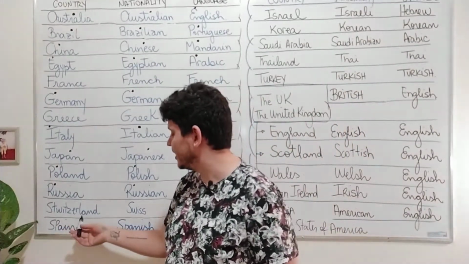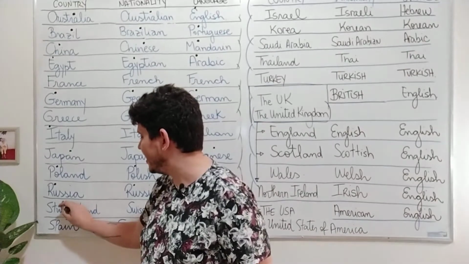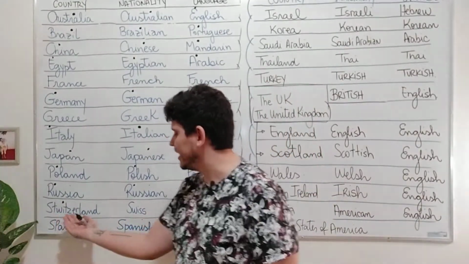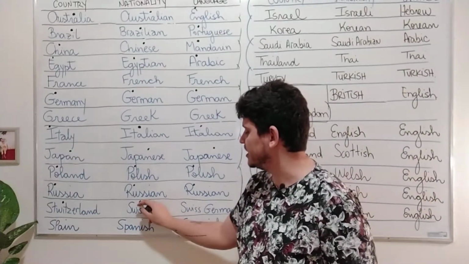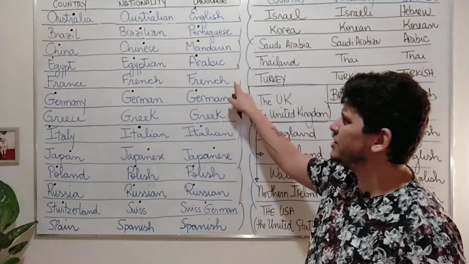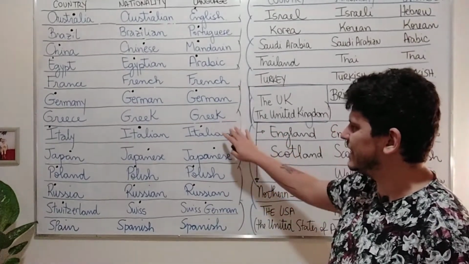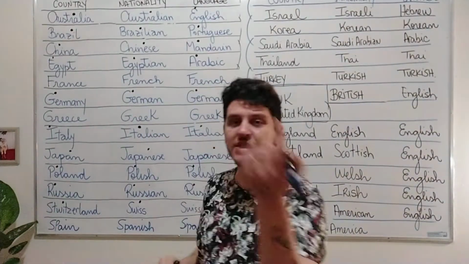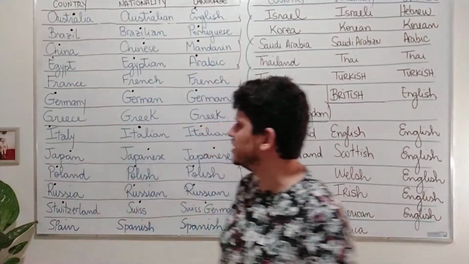Switzerland. If you are from Switzerland, you are Swiss. And you speak Swiss German. Also French, if I'm not mistaken, and maybe Italian too. I don't remember. Spain, only one syllable, like France, Greece.